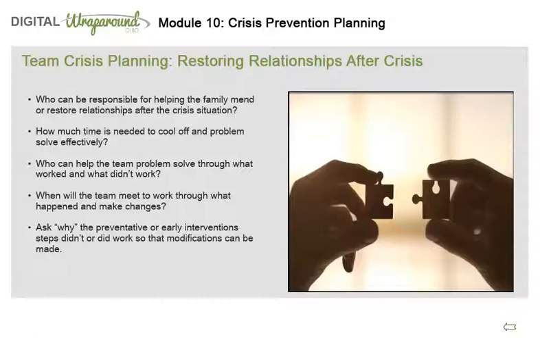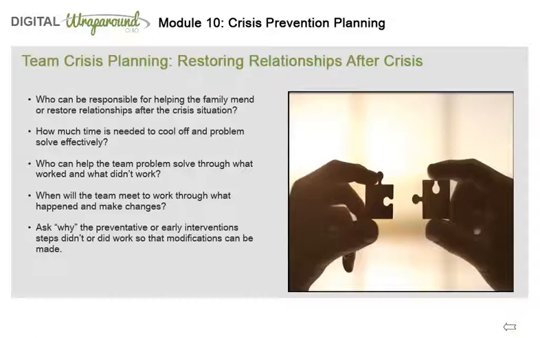When a crisis does occur, there should be a plan for the team to reconvene afterward to explore the situation and problem solve. Who can help the team problem solve through what worked and what didn't work? When will the team meet to work through what happened and make changes? What did we learn? What worked? What didn't? Was the family able to remember the steps and try the ideas discussed? Don't forget to take some time to ask why the preventive or early intervention steps didn't or did work so that modifications can be made. Reviewing and improving the plan can and should be an ongoing task throughout the wraparound process.